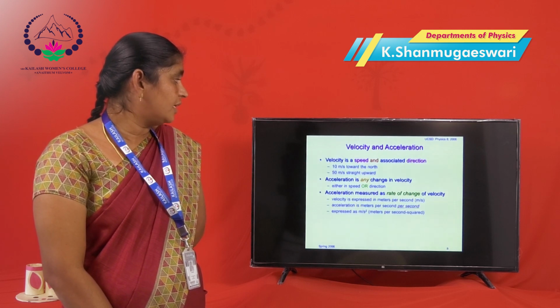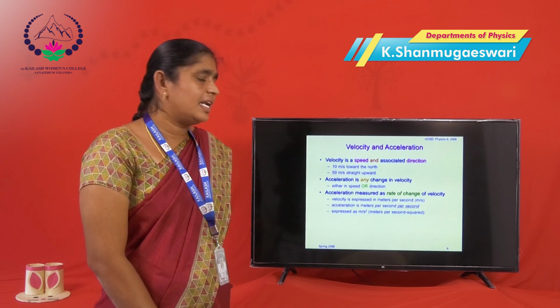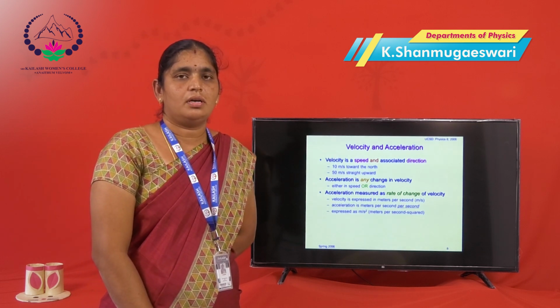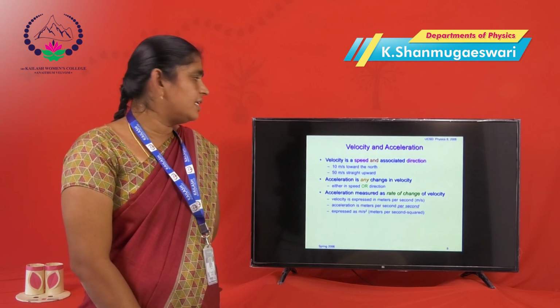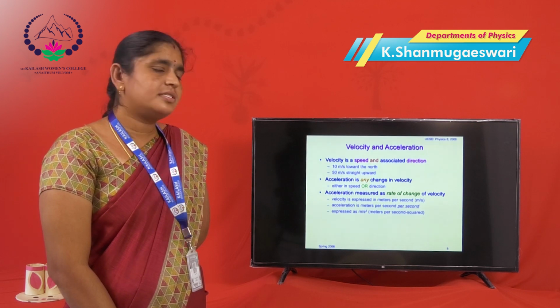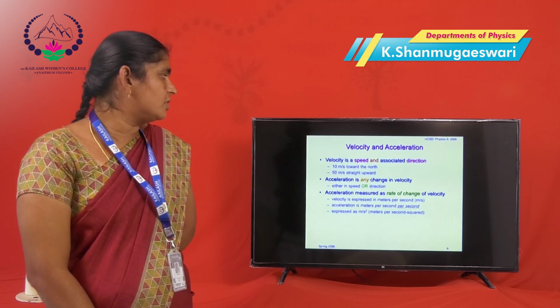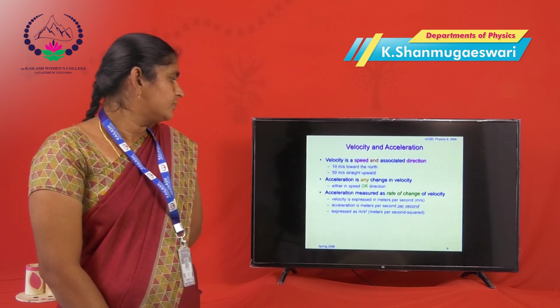Next slide is velocity and acceleration. Velocity, already known, symbol v, acceleration, a. Velocity is a speed and an associated direction. Units of, for example, 10 meter per second towards the north, 50 meter per second straight upward.